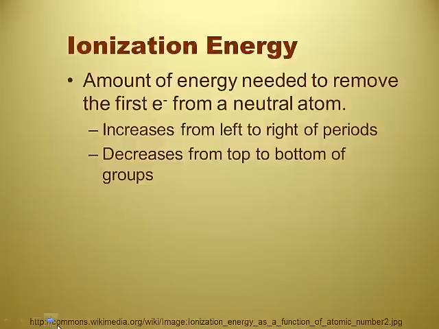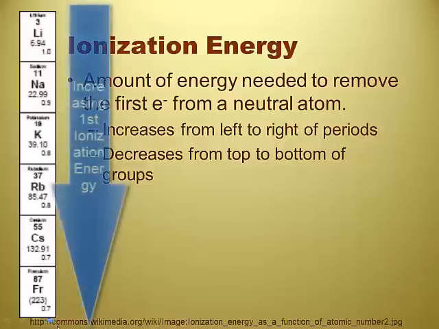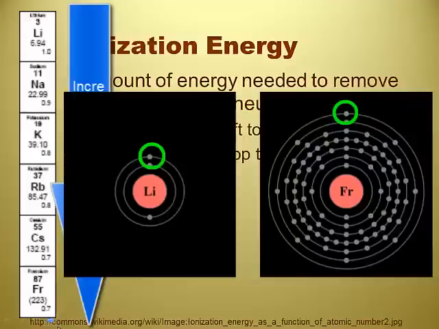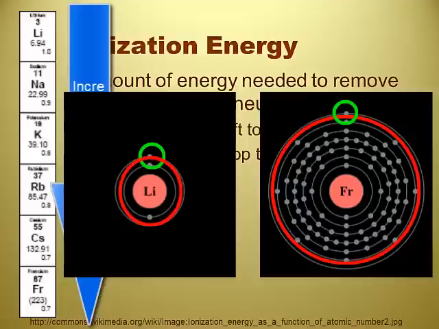Decreases from top to bottom. So if I'm talking about group 1, between lithium and francium, it decreases as I go down. So it's easier to take an electron away from francium. Correct. Don't forget they both have the same number of valence electrons, 1. But francium has 86 core electrons shielding that one valence electron. Okay, so those electrons in the core are actually shielding the outside electron in francium. Yep. Whereas lithium has two core electrons. Yeah, that's not a lot of shielding.